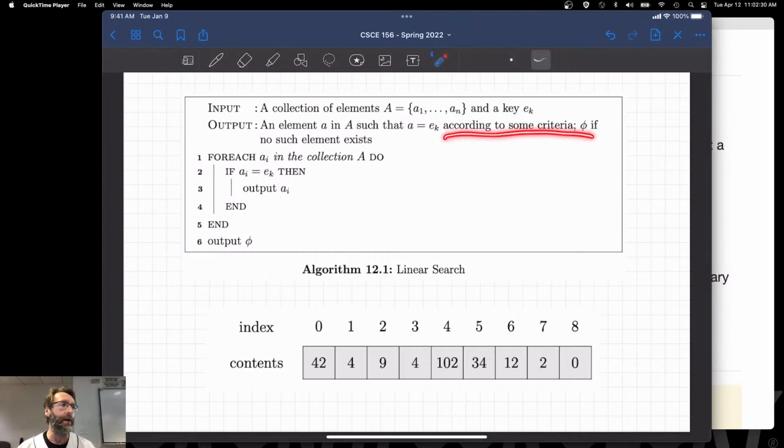According to some criteria. And then we label it as phi if no such element exists. If this were C, I would return null, or a flag value like -1 because that's an invalid index. If this were Java, maybe I throw an exception instead. But here I'm simply saying that we're going to return phi, a Greek letter phi. Then we have a for each loop here. For each element in the collection A, do the following.